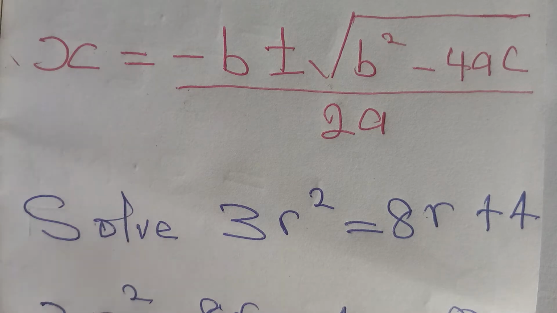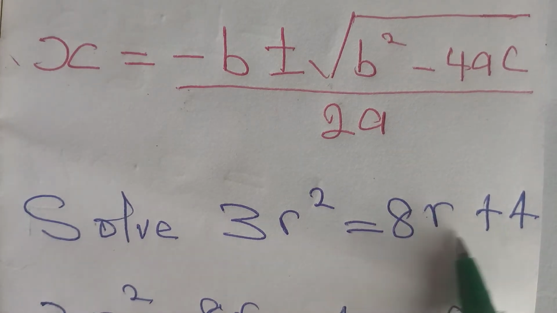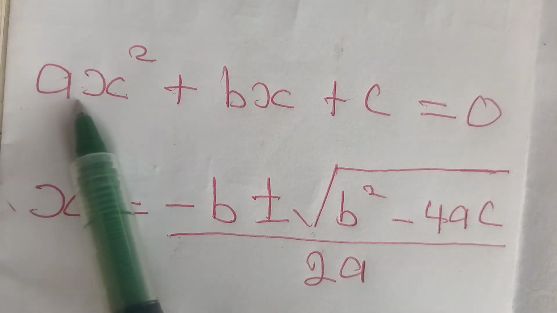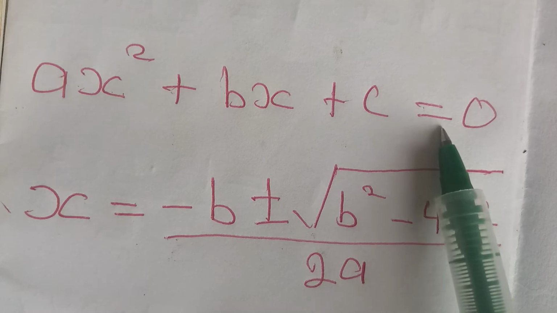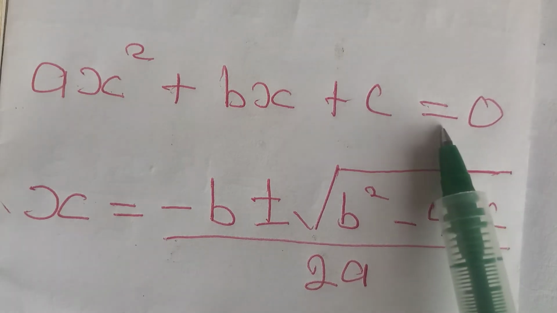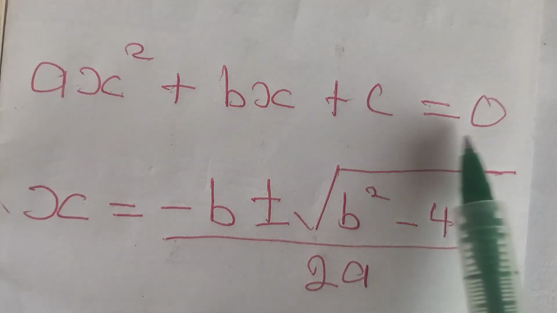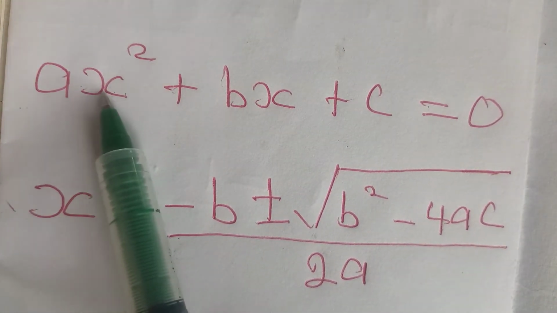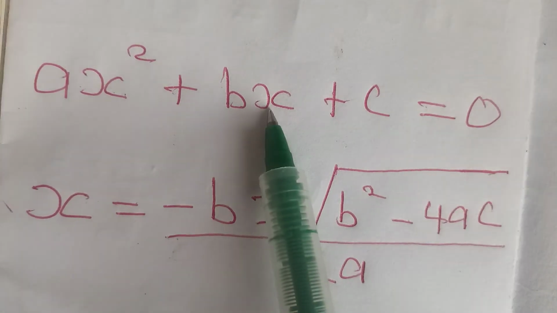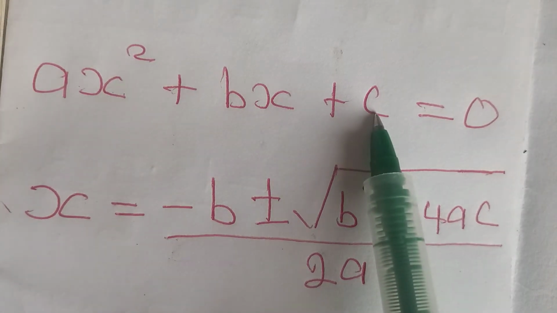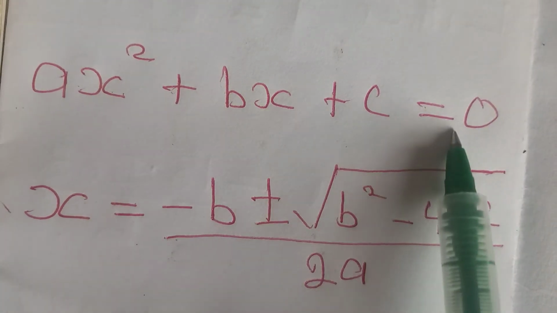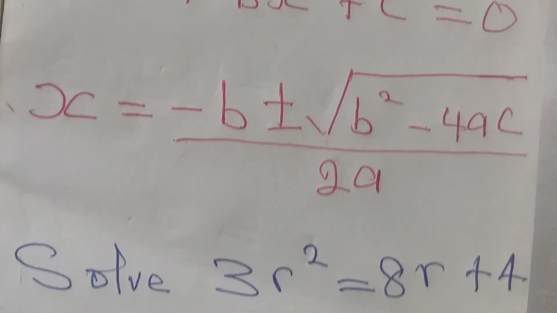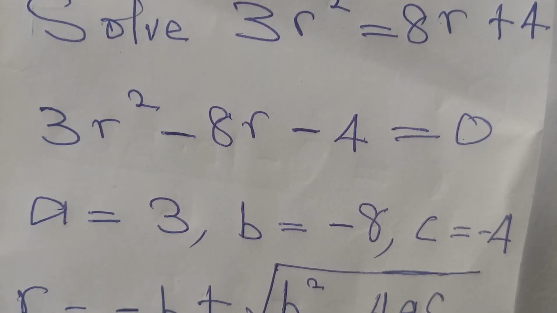But the idea still remains the same. You must equate everything to 0, as we have seen earlier. Look at the equation that gave rise to this formula. Everything is equated to 0. So before you pick your a, b, and c, it must be equated to 0. Recall that a is the coefficient of the squared variable, b is the coefficient of the variable itself, while c is the constant. So having equated everything to 0, you are now set to pick your values for a, b, and c.